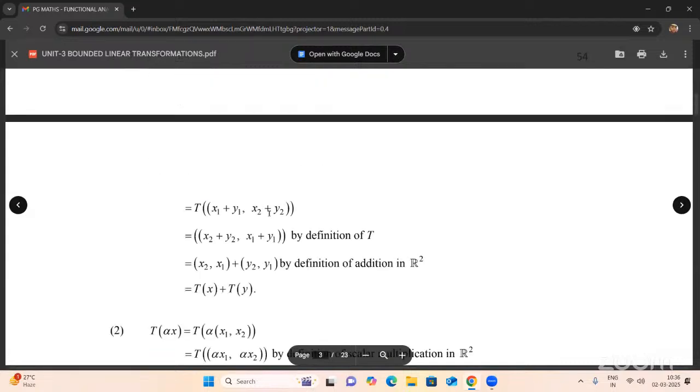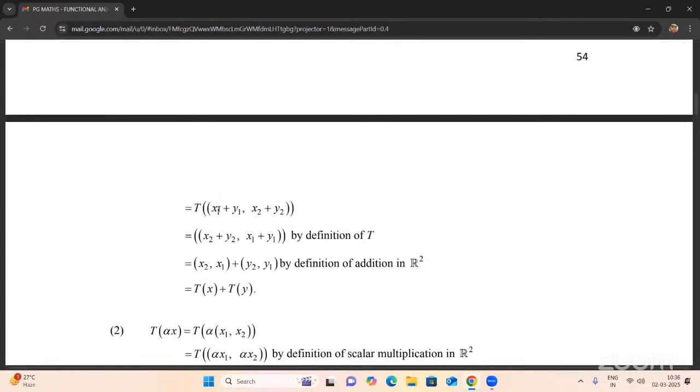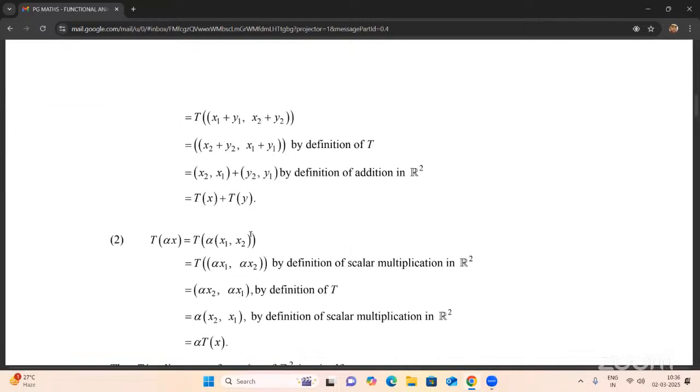Here x2 is x2 plus y2 and x1 is x1 plus y1 by the definition of this part. So again, this can also be written as (x2, x1) plus (y2, y1). According to the relation, (x2, x1) is the transformation of x and (y2, y1) is the transformation of y. So the first condition is verified.